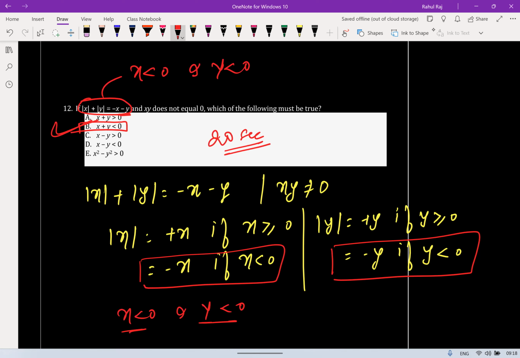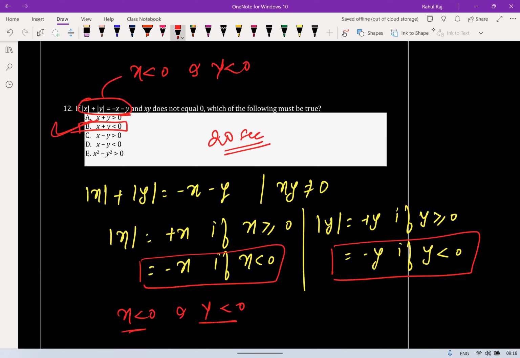Mod x plus mod y gives you negative. So in the equation itself, in the question itself, it's basically giving you the rule back. Yeah, it's giving you the rule. The question is nothing but a definition of a mod. Yeah, it's a definition pretty much. So mod x is equal to minus x, negative x.